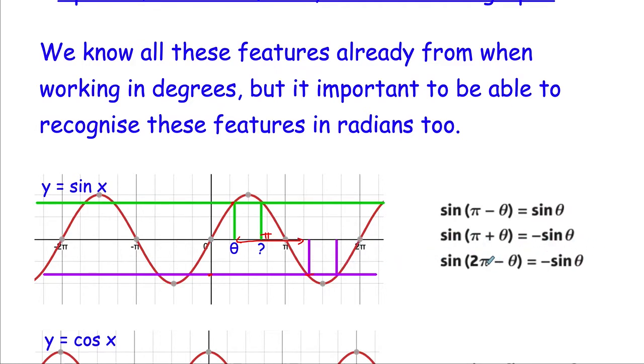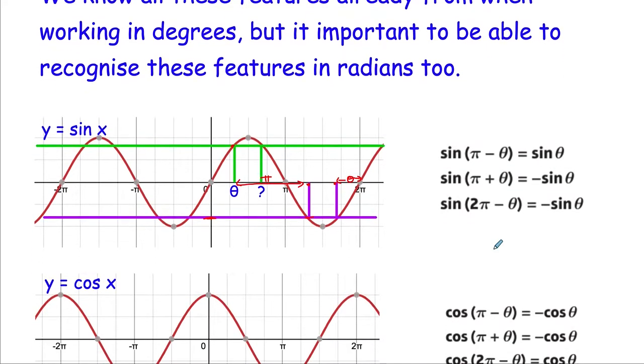And that's also true for the third line, which is just saying that these two values here would give you the same negative value of sine theta, and this gap here would also be theta. So sine of 2 pi minus theta would be the same as the minus sine theta. That one we tend not to use very much. It's mostly the top one from when we work out equations, but it's useful to know.